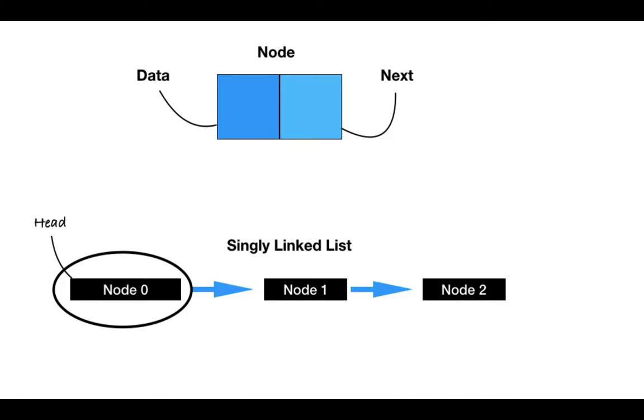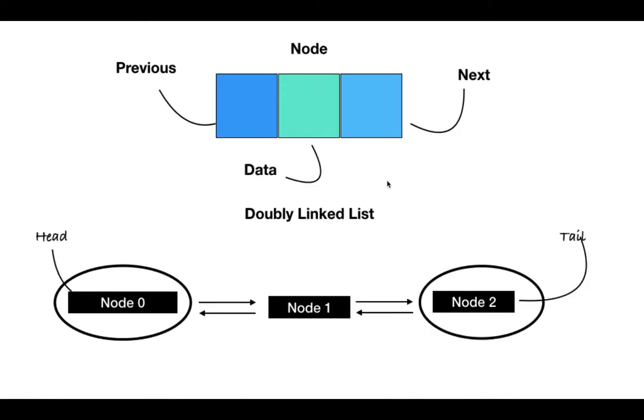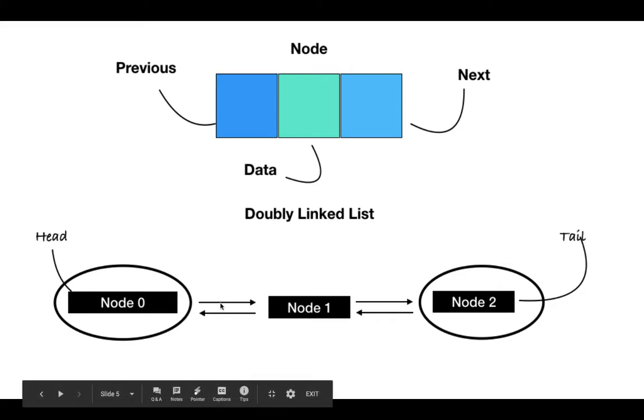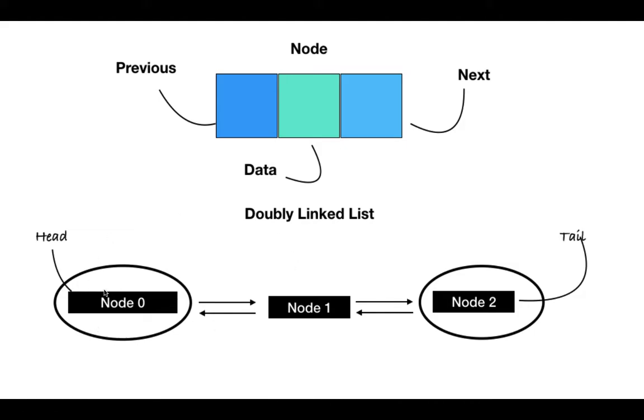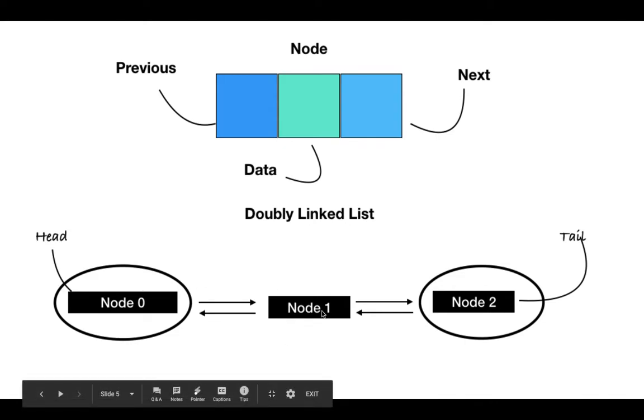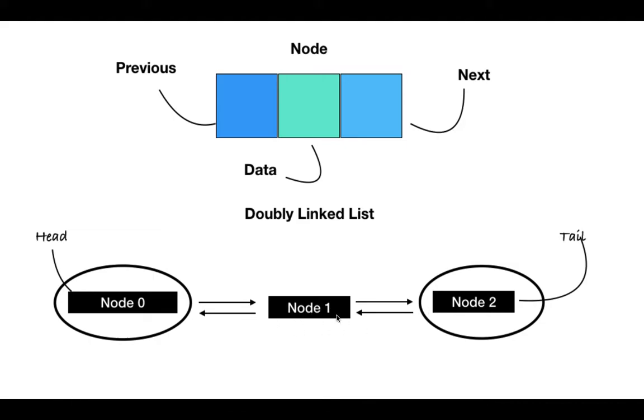In a doubly linked list the node is different. Here it has three parts. One is called previous, then data, which we already understood in the singly linked list, and another part called next. The same thing applies for the head. For the head, node 0, the previous part is empty, because there won't be any previous node, so the previous is nil. In the case of node 1, the previous part contains node 0, the next part contains node 2, and the data part contains the value 1.